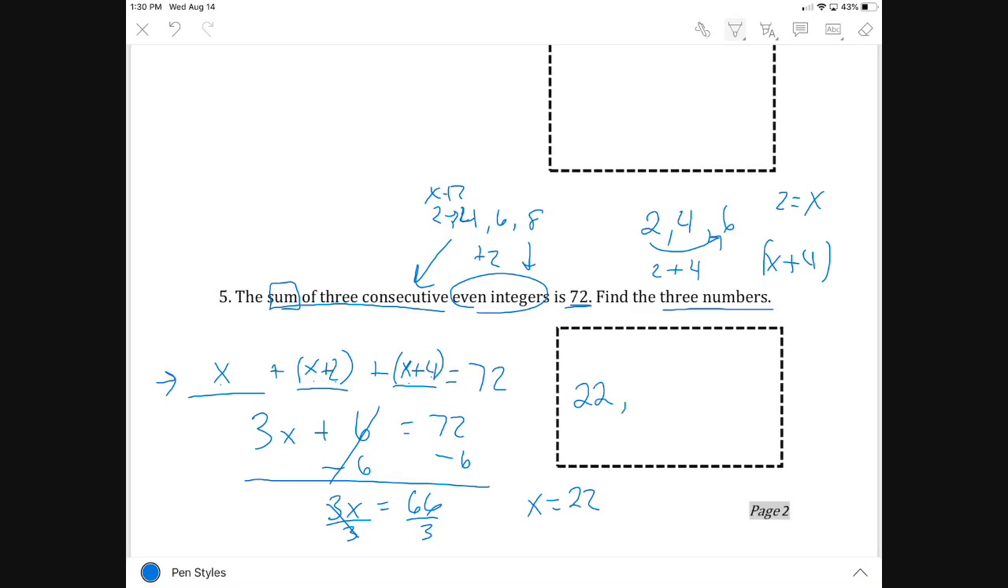So if our x equals 22, now we've just got to put the 3 numbers. So our first one is 22. Our second term was x plus 2. So that means we're going to get 22 plus 2, which is 24. And our third term was x plus 4. So that means that we're going to have 22 plus 4, which is 26. There's our 3 consecutive terms.